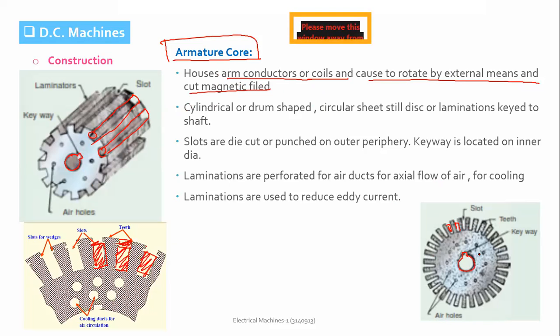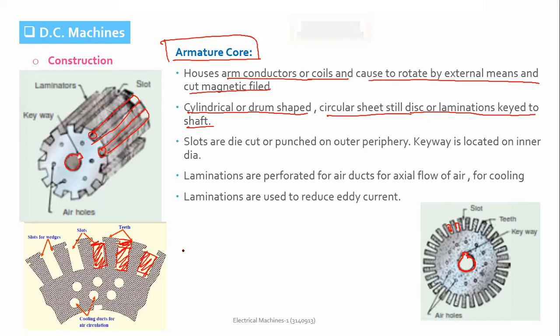So on the shaft, through the bearings, the shaft will be rotated and the armature core is mounted over the shaft. It is generally cylindrical or drum shaped, made of circular sheet steel discs or laminations stacked together. Again, this is laminated, you can see thin laminations, a number of them, stamped together and obviously insulated from each other.